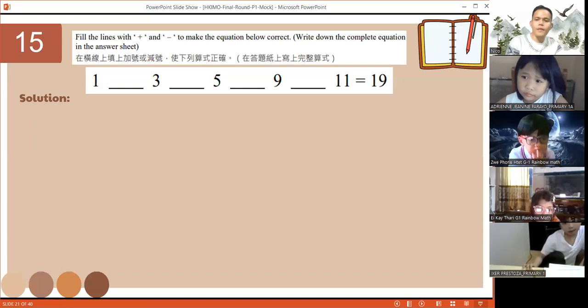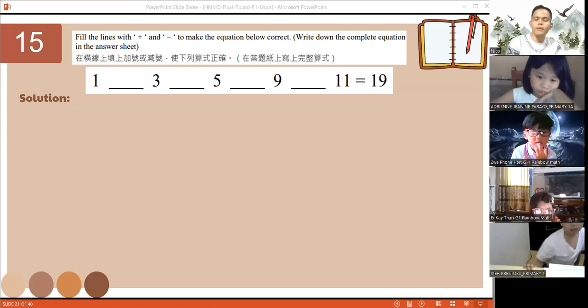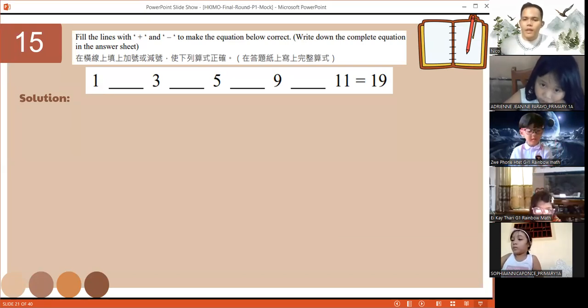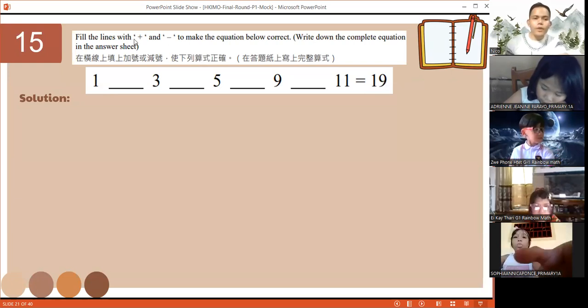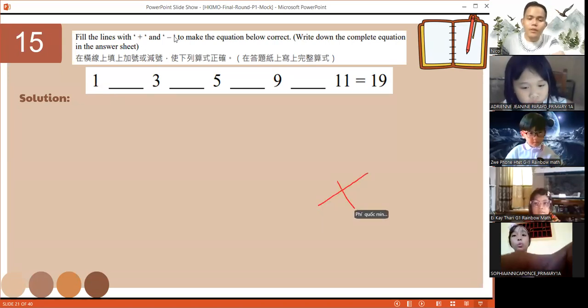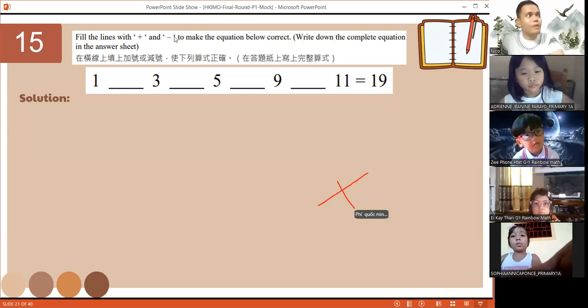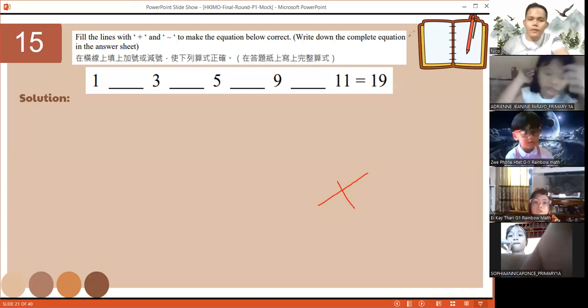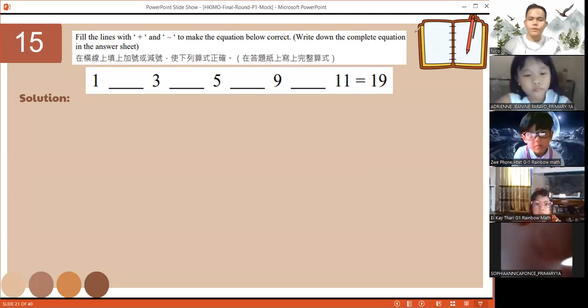Number 15 is just the same as number 14, but they made it a bit challenging, right? This one here should be equal to 19. Now, you should include plus and minus only. Again, it's only asking for plus and minus, so no need to include the multiplication and division. Again, avoid annotating so that your classmates won't be confused.